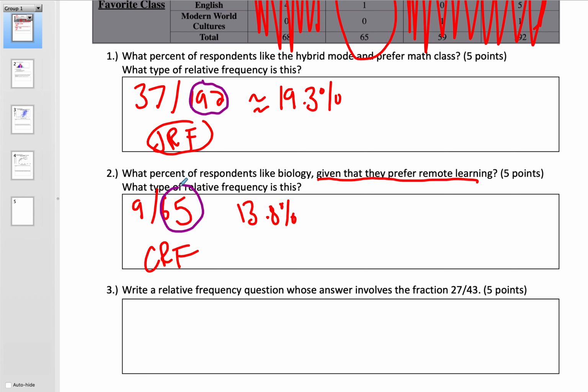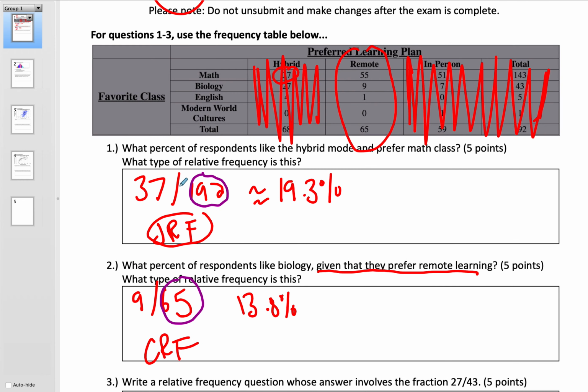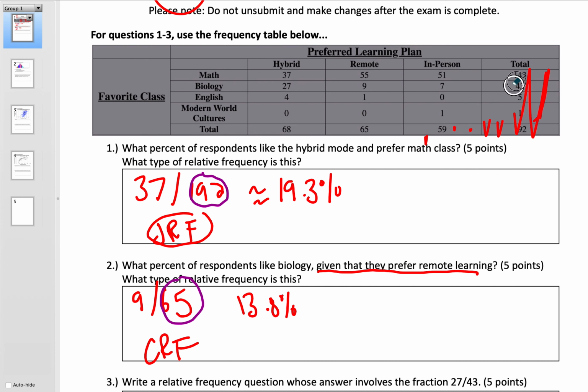Finally, write a relative frequency question whose answer involves the fraction 27/43. Some people did write a brand new question, and if you did that, it is possible to get full credit. However, it's not expected that you do that. You're more than welcome to use the values that were given to you in this table. I threw a bunch of ones in here so that you would just have to identify the key values that you needed. So for example, here's 27 and here's 43.